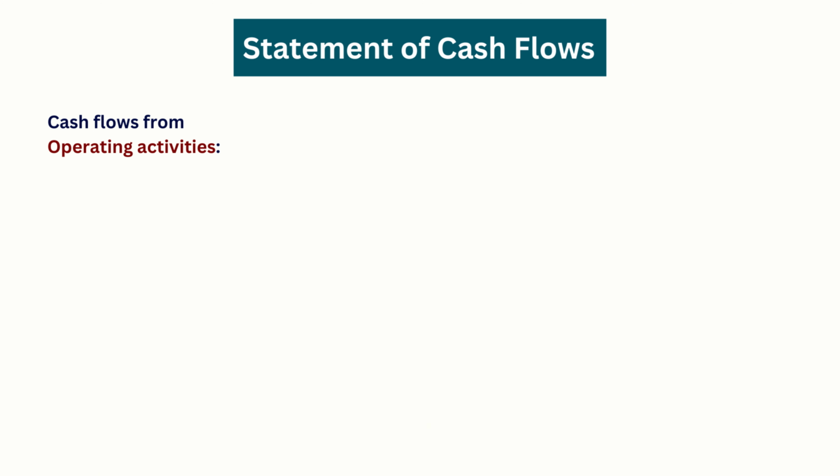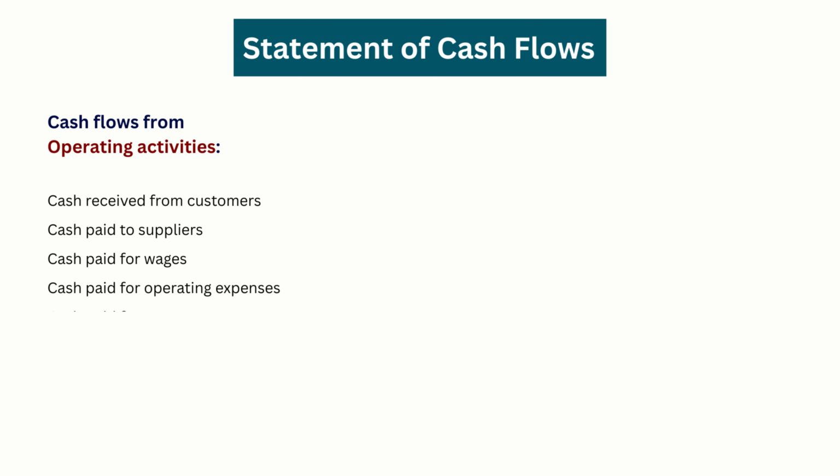It includes cash received from customers, cash paid to suppliers, cash paid for wages, cash paid for operating expenses, cash paid for taxes and interest. A healthy company must generate positive operating cash flow consistently because operations are what keep the business alive.